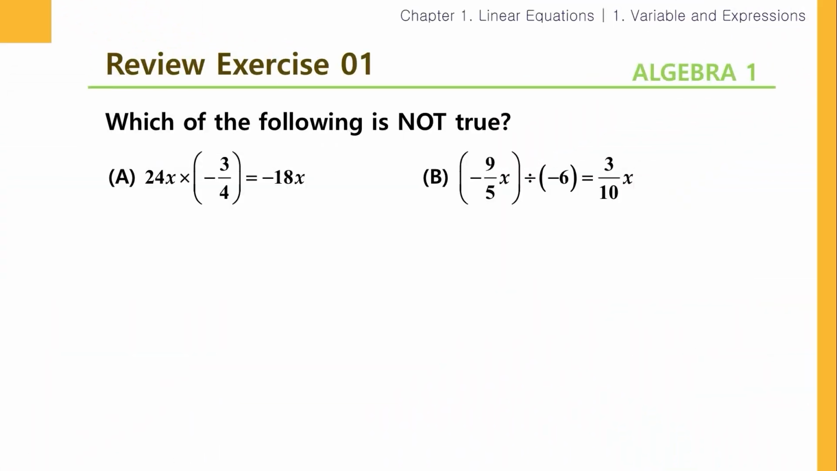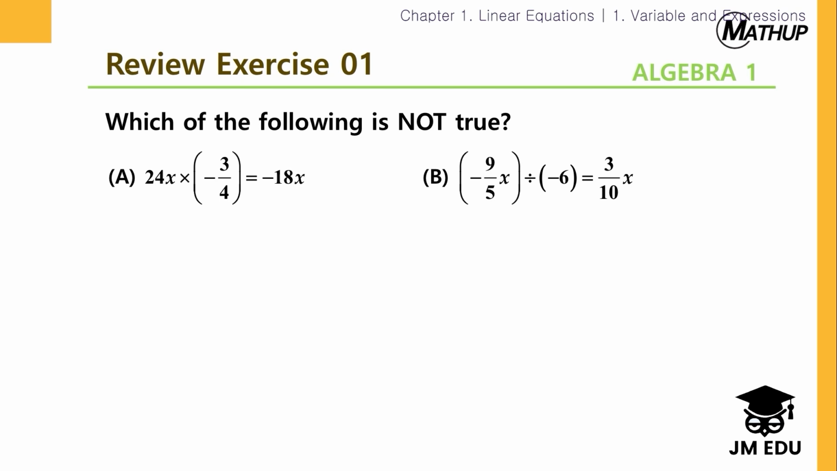Question 1 is a multiple choice question. Which of the following is not true? Let's start with A. For A, we have 24x times negative 3 over 4 is equal to negative 18x. So what we're going to do is simplify the expression on the left and check if this is equal to the expression on the right.